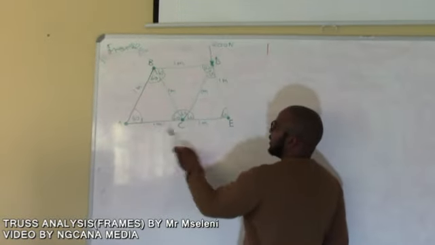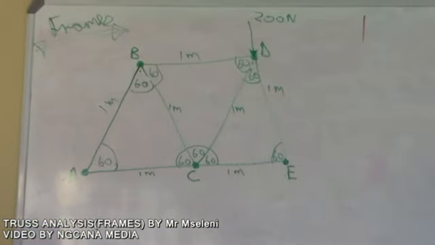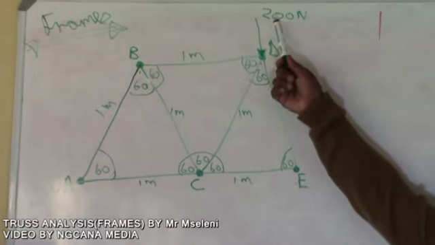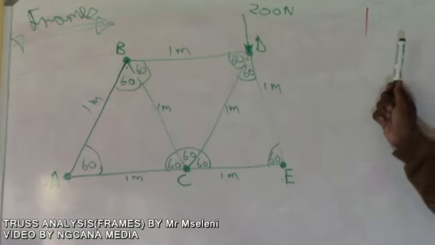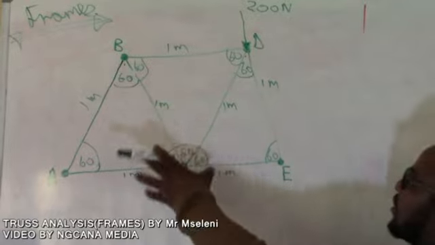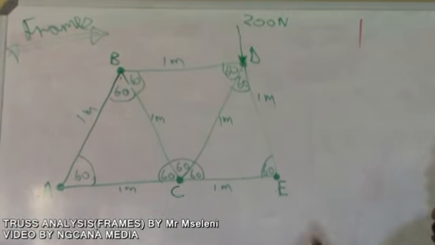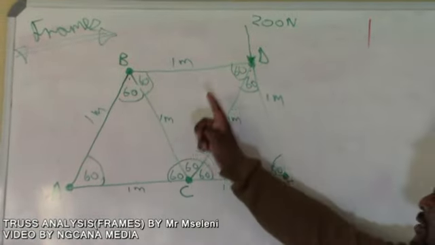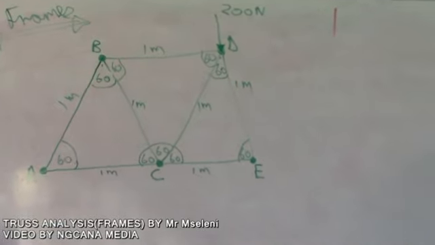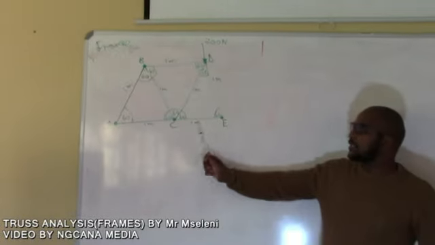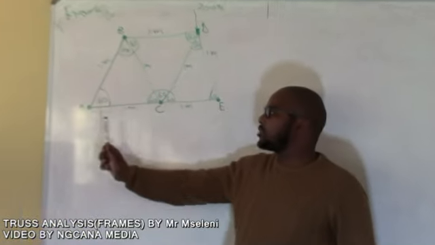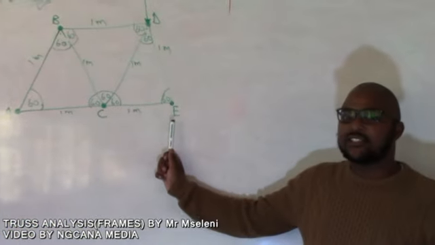from side A and E, and it has a 200 newton force which is applied at D. Our structure has 3 equilateral triangles, with each side 1 meter. So the first part we're going to start with is finding the reactions, which is reaction at A and reaction at E.